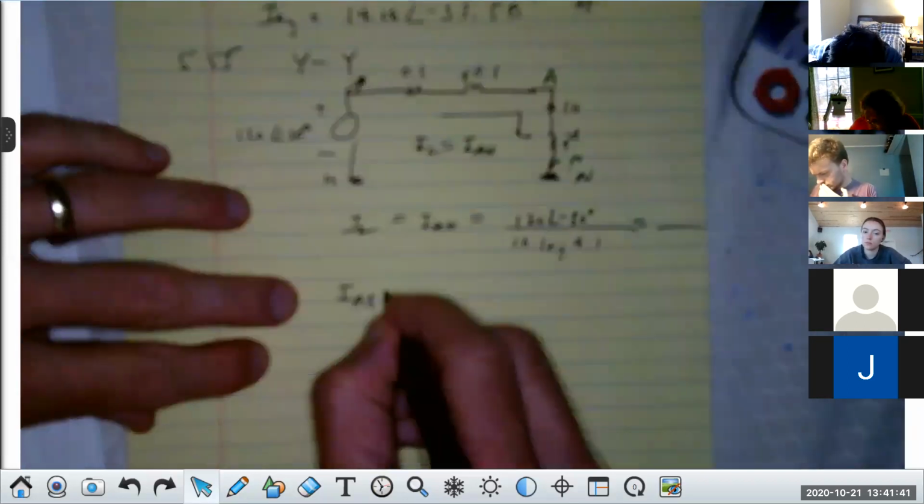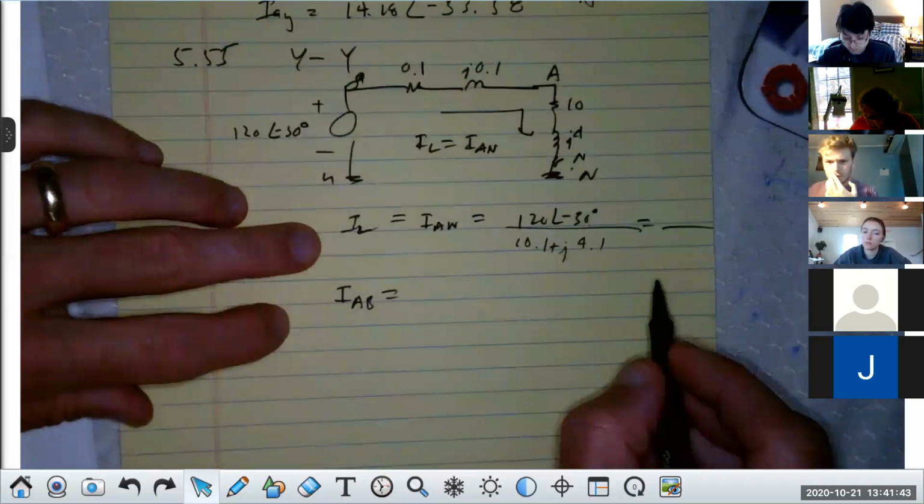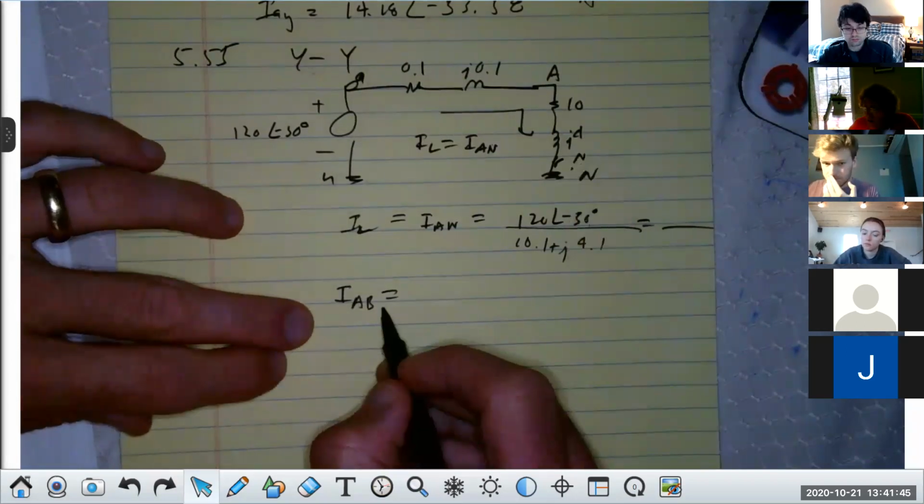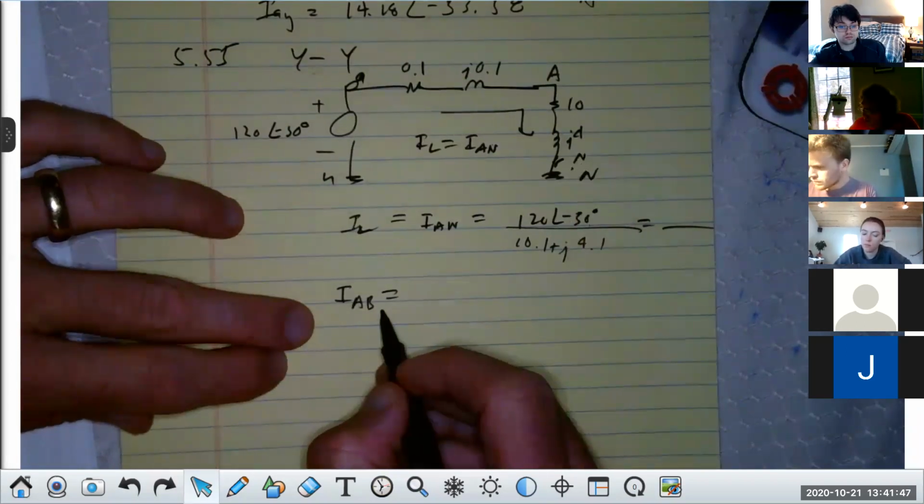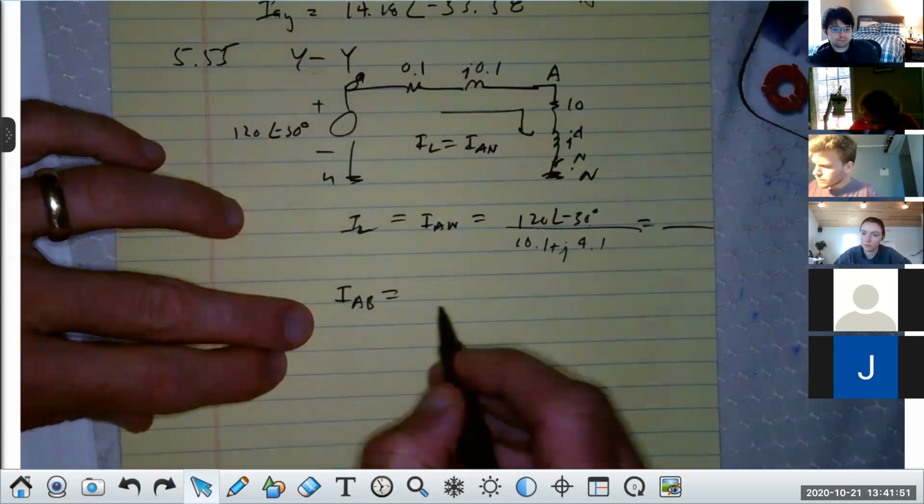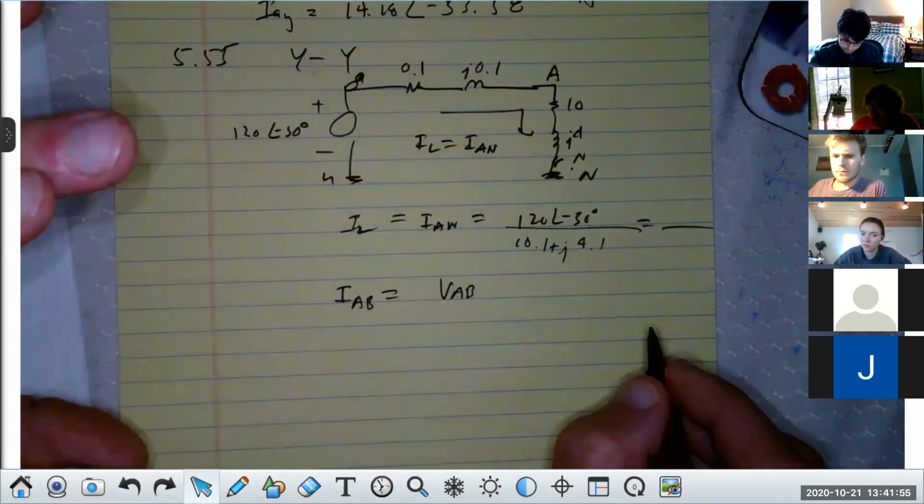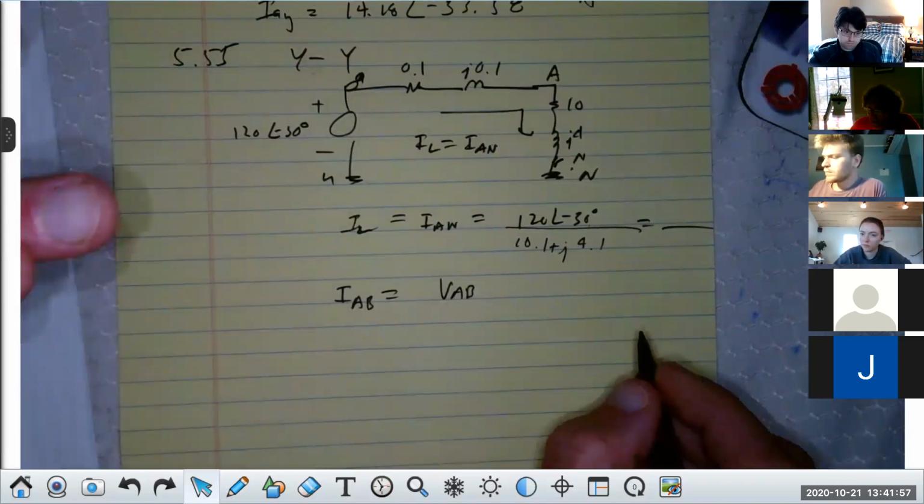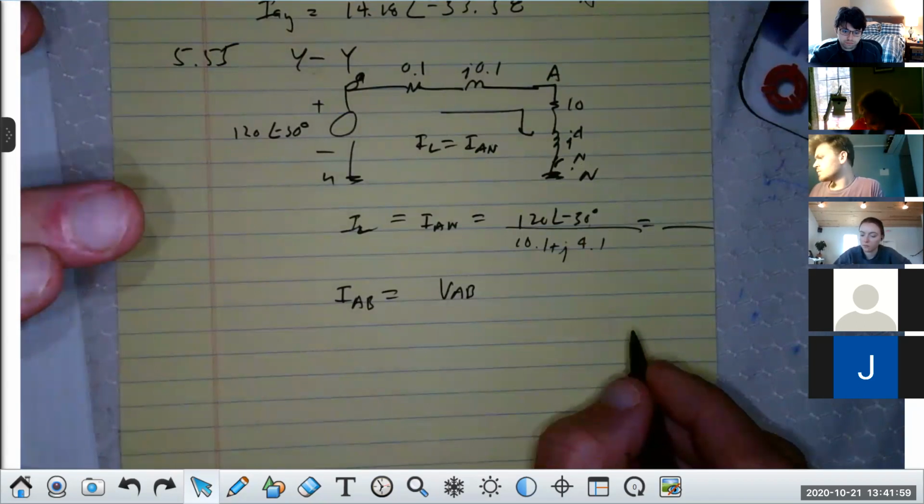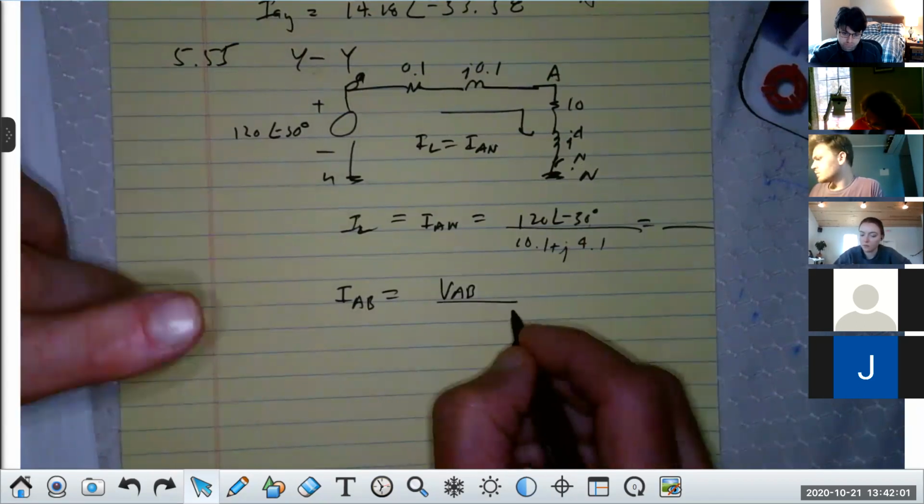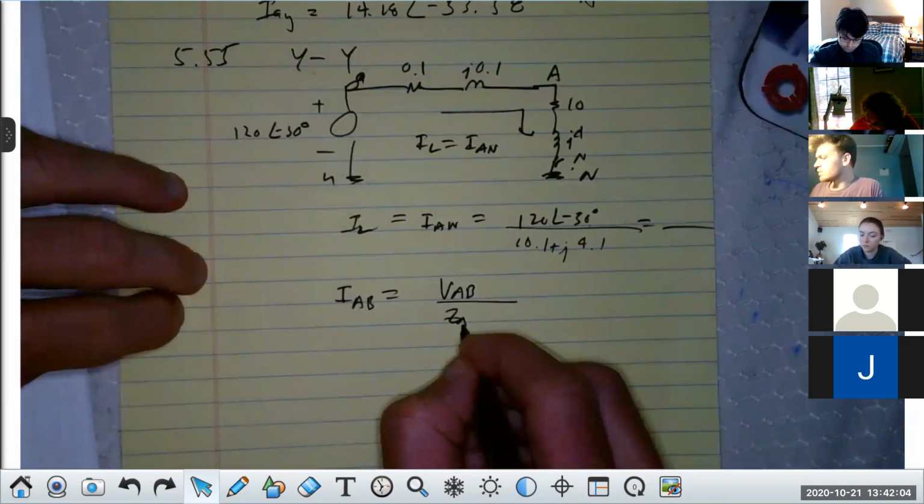Now, I_AB would be at the load end, right? It would be across the delta load. I want you to listen to what I'm saying. Do you agree with me? Technically, this would be V_AB, the delta voltage at the load, divided by Z delta, right?